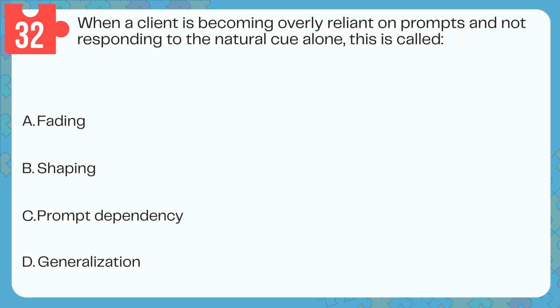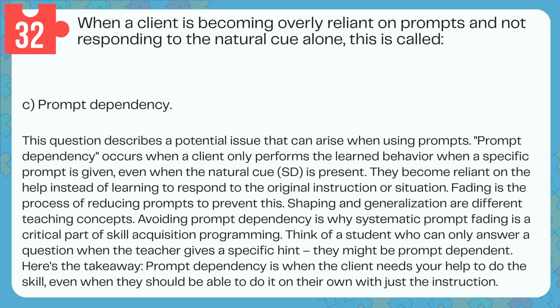Question 32. When a client is becoming overly reliant on prompts and not responding to the natural cue alone, this is called A. Fading. B. Shaping. C. Prompt dependency. D. Generalization. Answer: C. Prompt dependency. This question describes a potential issue that can arise when using prompts.